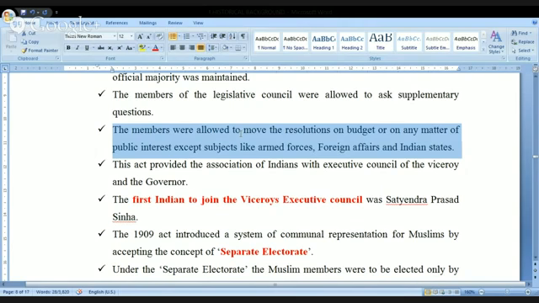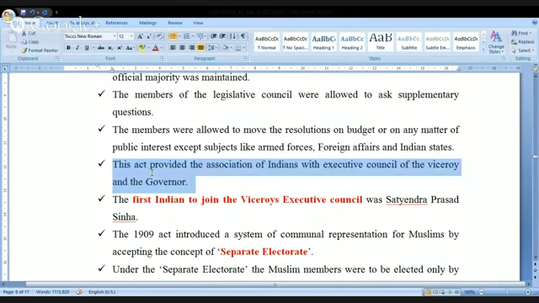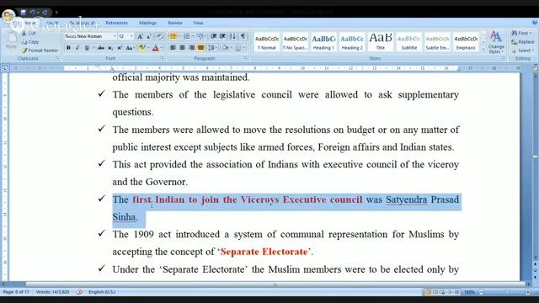Okay. Now, if you look at the next one, this act provided for the association of Indians with the executive council of the viceroy and the governor, meaning Indians were permitted to enter into this. The first Indian to join the Viceroy's Executive Council was Satyendra Prasad Sinha. Kindly remember the name here. He was the first Indian to join the Viceroy's Executive Council. That is the beginning of Indians' entry into the Executive Council.